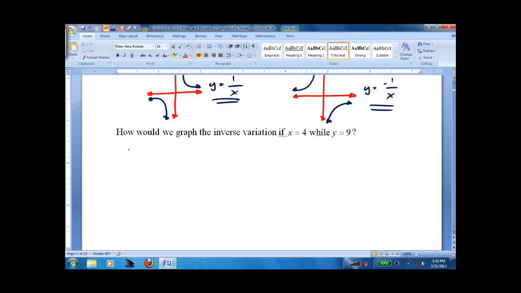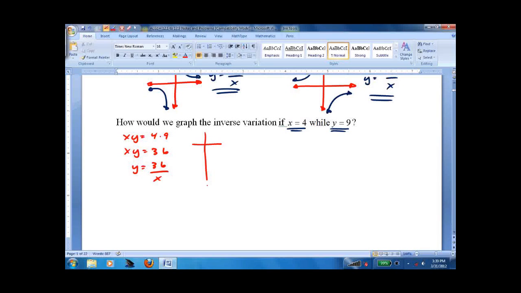Well, first off, we have x equals 4 while y equals 9. Multiply them. So xy equals 4 times 9, xy equals 36. Y equals 36 over x is your equation. Now, every time you multiply these, you're going to get 36. So pick some nice, easy numbers to work with. 3 of them should be enough. So 12, 6, 2. 12 times what is 36? 3. 6 times 6. 2 times 18.